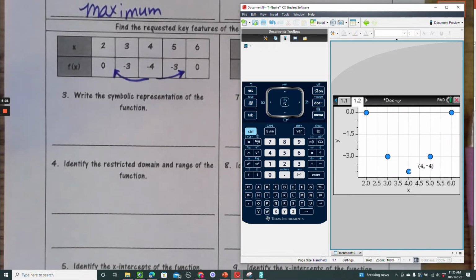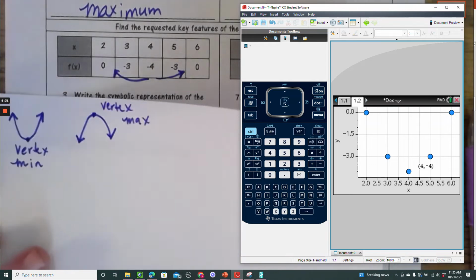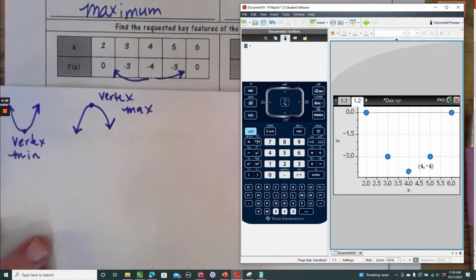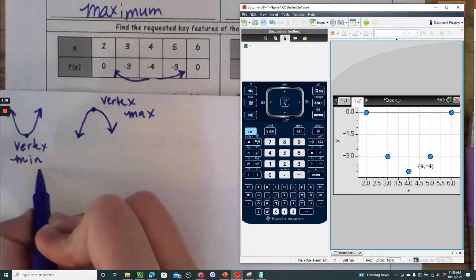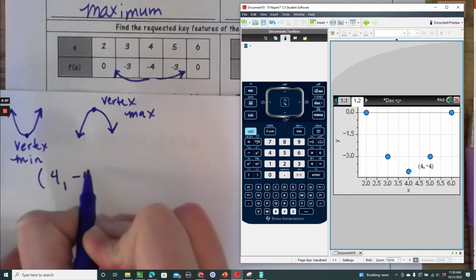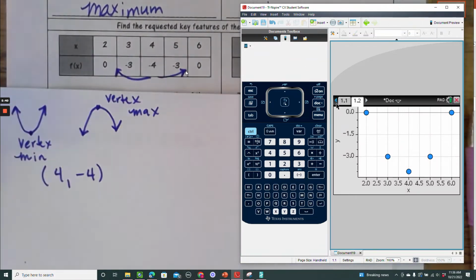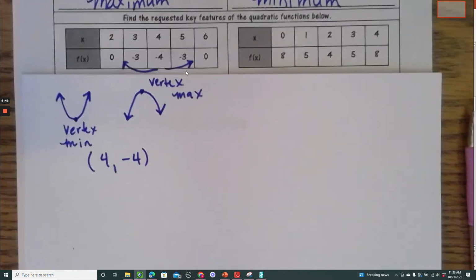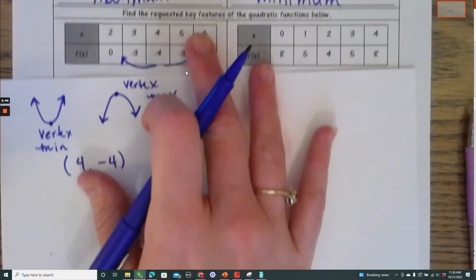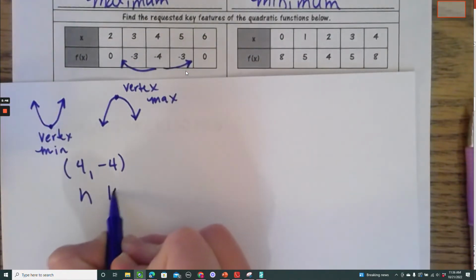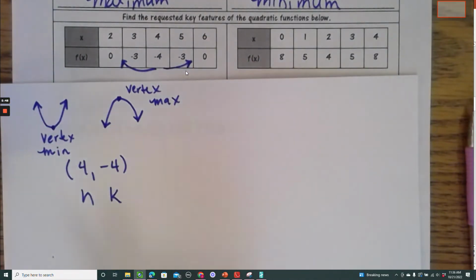And from here I can look and I can go, oh look, that's my vertex. If you have a vertex, you can write an equation for this. I'm going to show you an easier way than this, okay? So my vertex here is 4, -4. All right, so using a vertex, and in a vertex we label as H and K, okay? I need one other point.